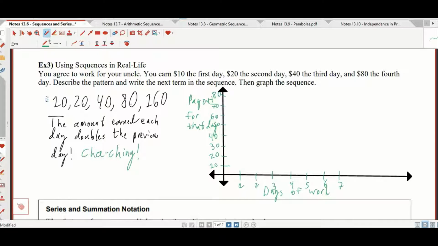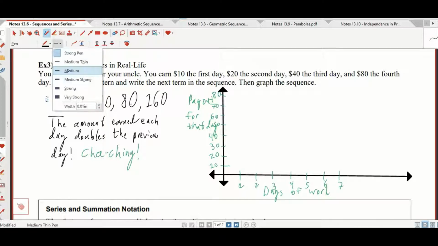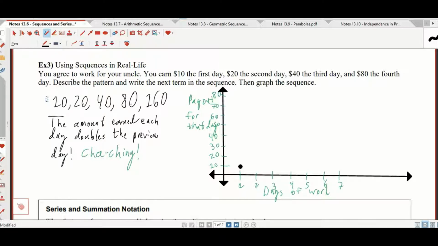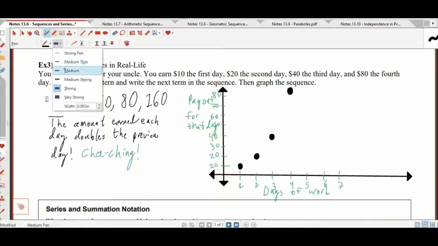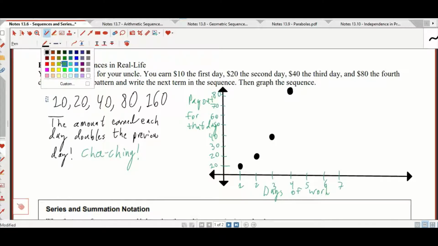Oh man, I would work for this uncle every single opportunity I could, because on the first day you're going to make $10. Second day he's going to give you 20. Third day you're going to get 40. Fourth day you're going to get 80. Fifth day you're going to get 160, which is way up there, and you can already see that this thing right here has got one of those awesome exponential curves to it. Something like that.